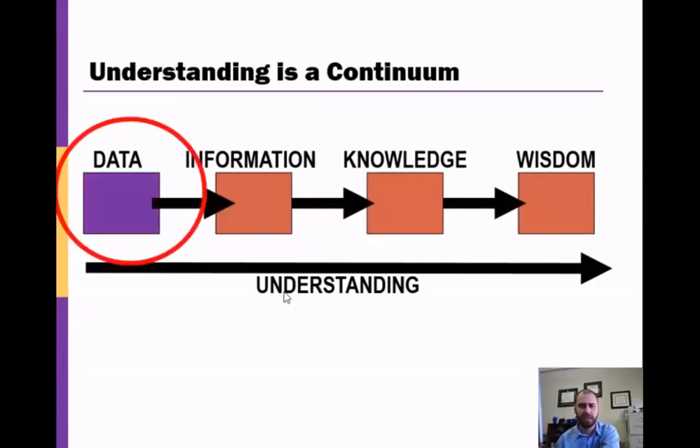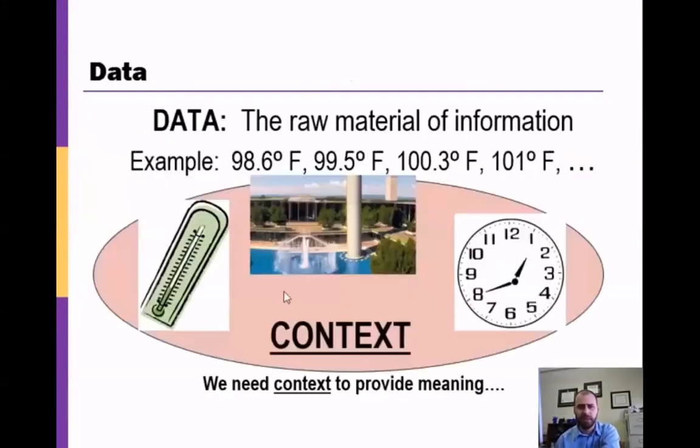Understanding is a continuum where we have data all the way here at the far left. So let's look at what is data. Well, we spoke about it as raw ingredients. You could think of that as, say, temperature data, right? If you're looking at 98.6, 99.5, and you have all this string of different numbers, that would be the raw material. Important thing to note is context matters.